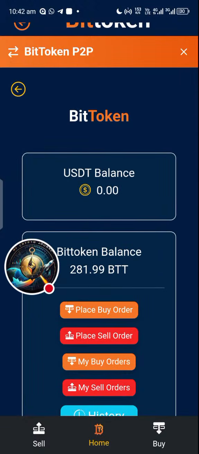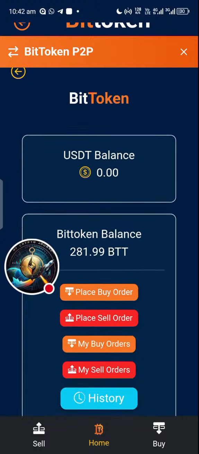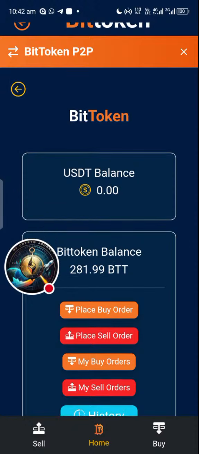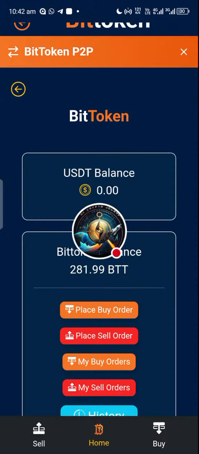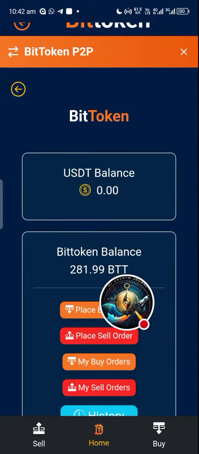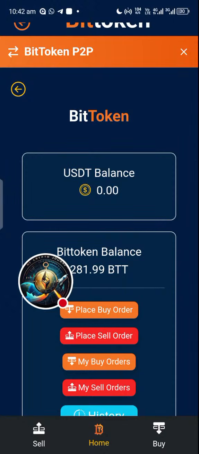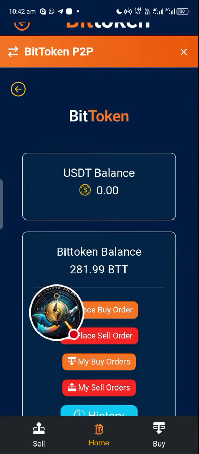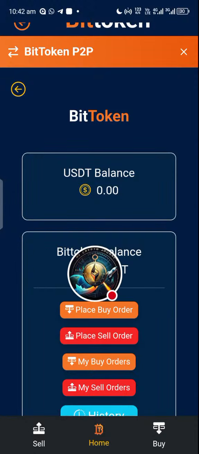If you are coming to P2P, you have two things in mind. Either you are buying or you are selling. So if you are buying, make sure you have USDT balance before you click on P2P. So you have to deposit the amount of USDT you want to use to buy BTT, for those who want to buy and hold. And for those who want to sell, make sure your RP has been converted to BTT. And here it is. You have your BITTOKEN balance here.